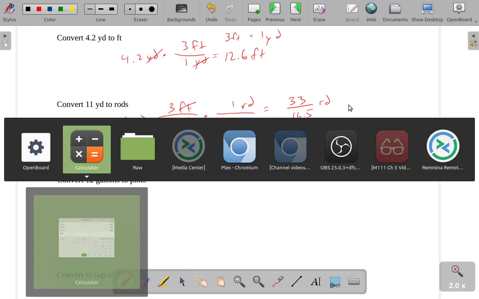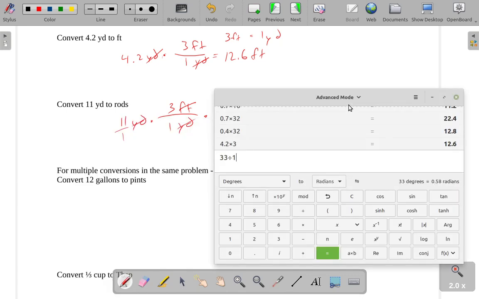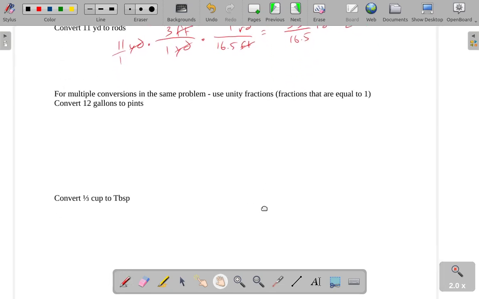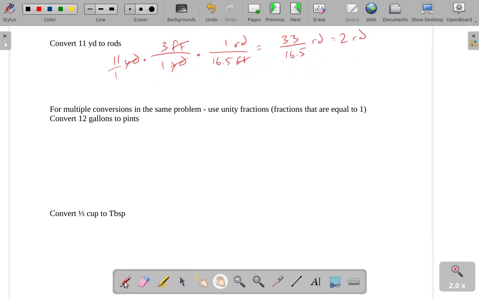And 33 divided by 16.5 is 2. So that means 11 yards is 2 rods. Okay, who knew? All right, and if you're wanting to do multiple conversions, this sort of a technique is how I would recommend doing it.